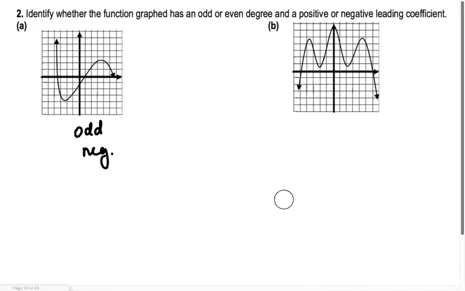So how about the next one? Even and negative. Perfect. Do you wish the whole test was like those questions? Those are my favorite. Easy.